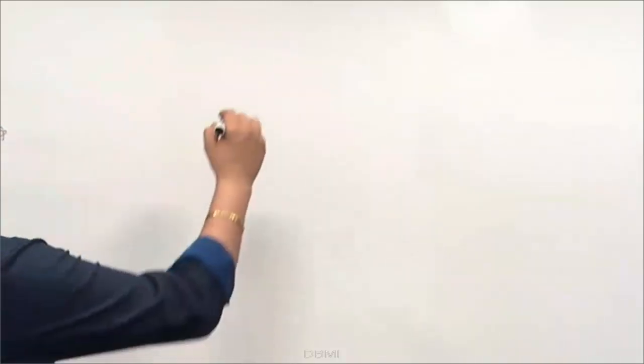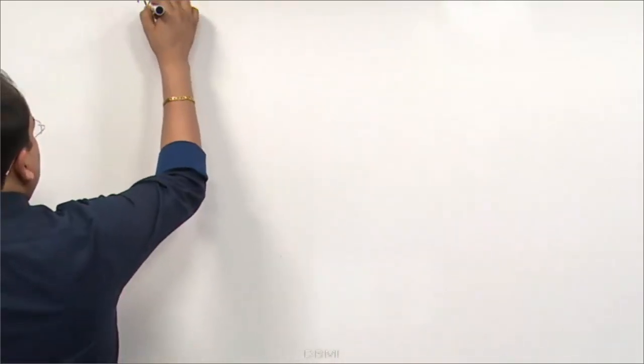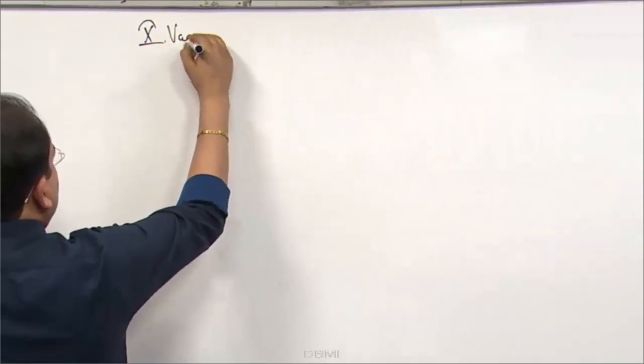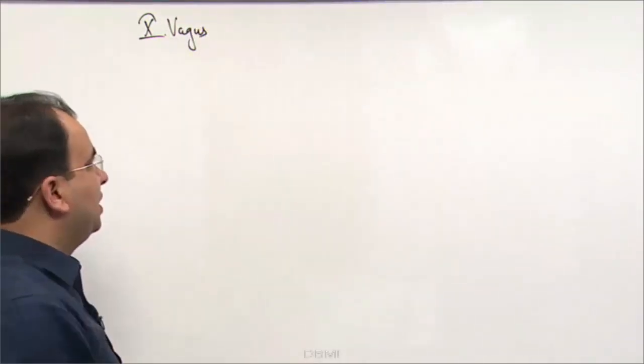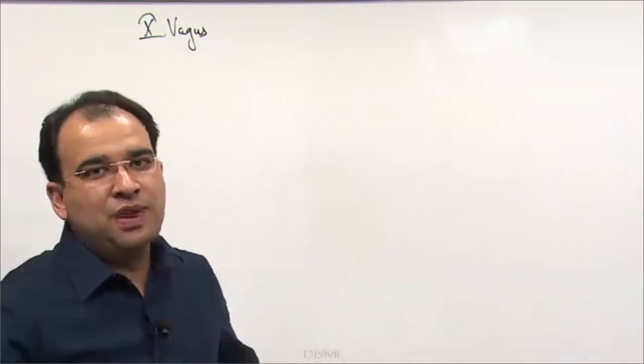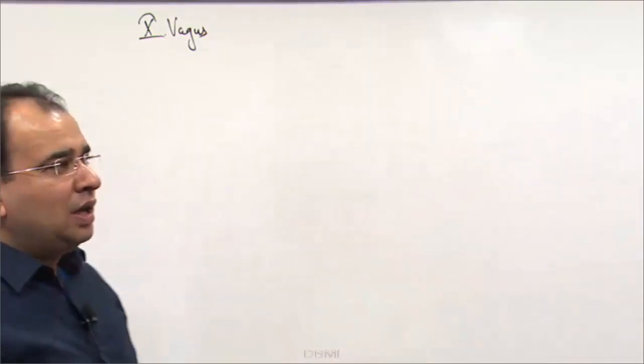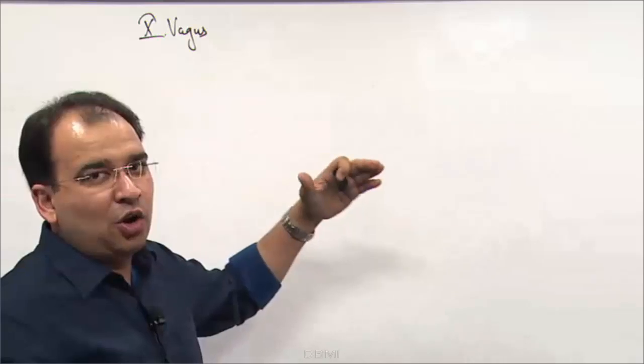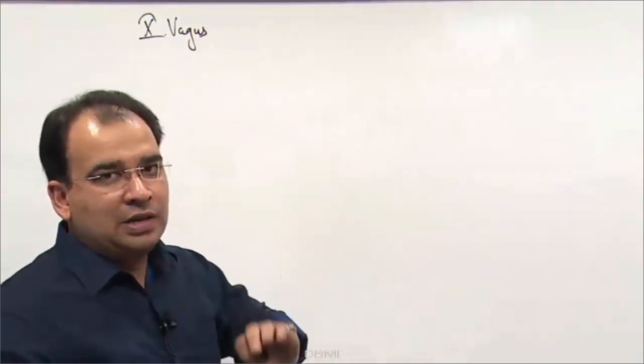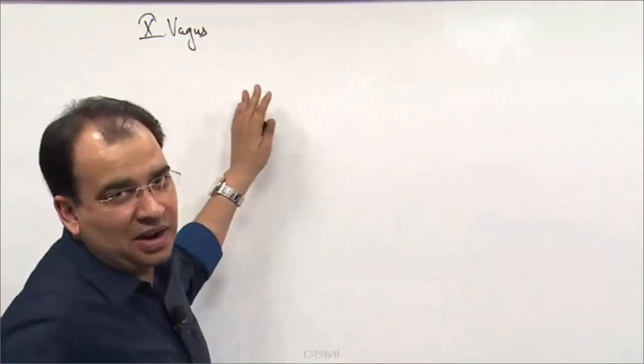Okay. Vagus, as the name suggests, the literal meaning of vagus is wandering. It's a nerve with a very long course, it's the longest cranial nerve. We said longest intracranial, intradural, intraosseous. Now this is the longest cranial nerve when you say.